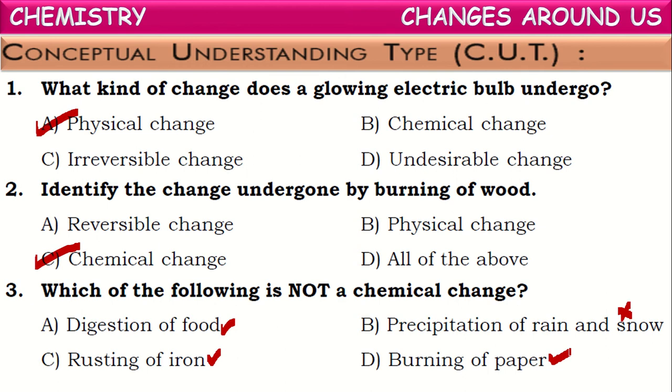So in all these cases, new substances are formed. So they are chemical changes. So except precipitation of rain and snow. In the precipitation of rain and snow, only a physical change like state is being changed. Okay. So it is not a chemical change.